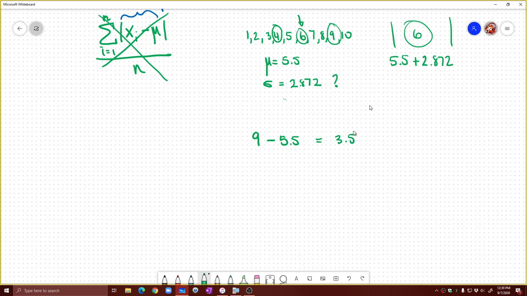But now what I want to do, so this 9 is 3.5 units away from the mean. This is our deviation. I took my data point and subtracted the mean from it, so we are 3.5 units away from the mean. But what was the standard deviation? Now I want to take that standard deviation and standardize this distance away from the mean. So I divide it by the standard deviation.